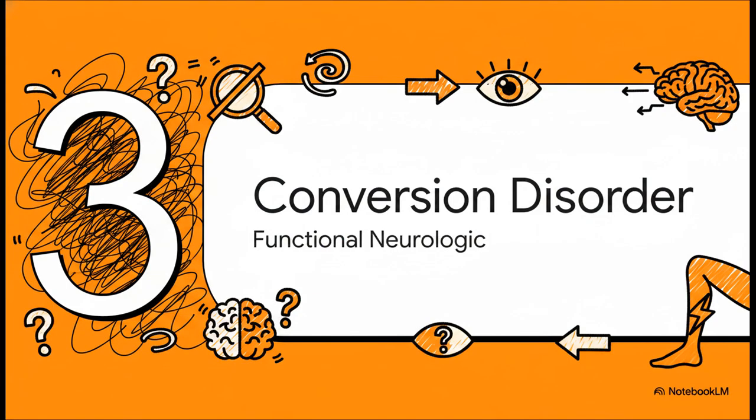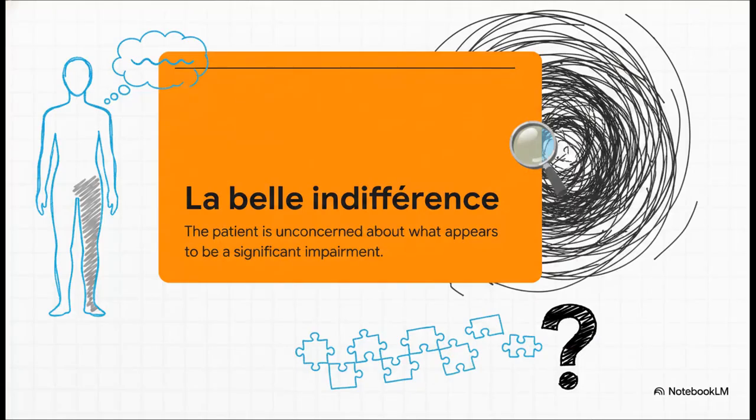Okay, let's look at Section 3. Functional neurological symptom disorder, also commonly known as conversion disorder. This condition is characterized by profound sensory or voluntary motor symptoms, things like blindness, paralysis, or non-epileptic seizures that are entirely incompatible with any known anatomical pathways. There's a classic psychiatric term you absolutely must know here: la belle indifférence. This describes a situation where a patient is surprisingly unconcerned about what appears to be a devastating physical impairment.